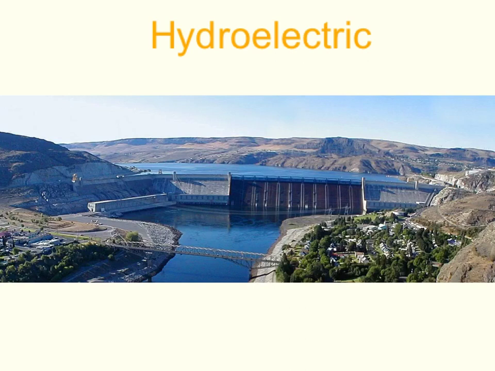Another type of renewable energy is hydroelectric power. Hydroelectric power is electrical energy that is produced by falling water. Typically we see this in dams. Pictured here is the Grand Coulee Dam. It's one of the largest, if not the largest dam in the United States.